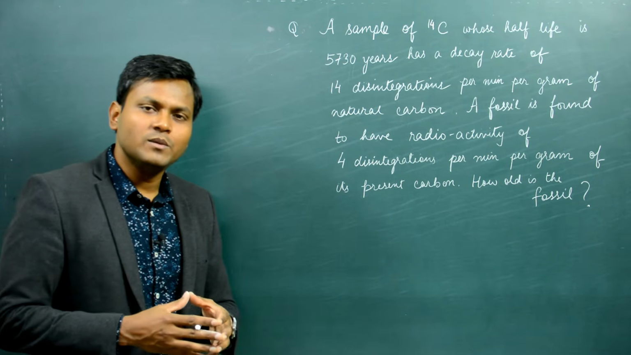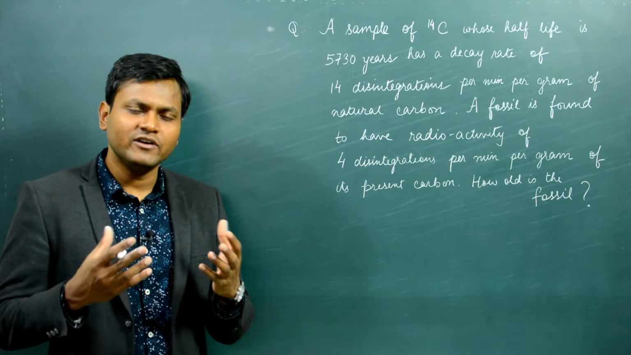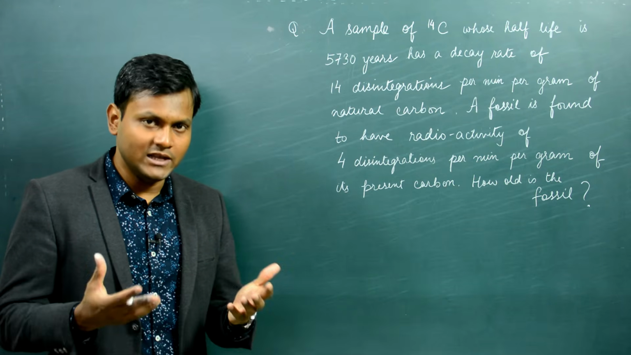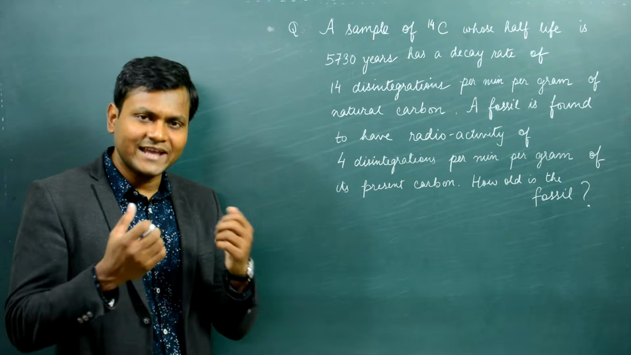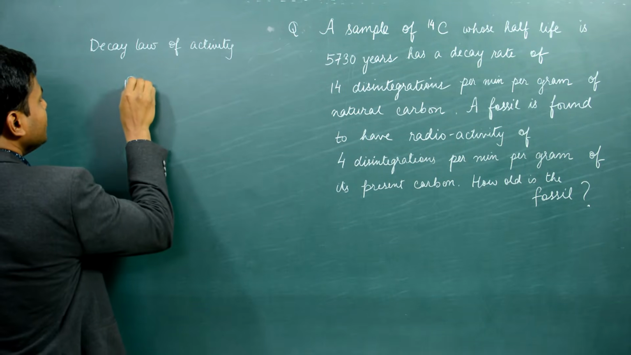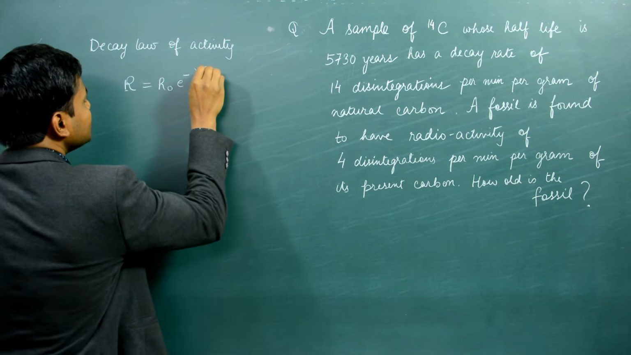Now these kind of problems are quite common, and they are in fact very easy to solve, but students might have a little bit of difficulty if they do not have a grasp on the radioactive decay law. So we can use this simple decay law associated with activity that we just now mentioned. The decay law of activity that I just now obtained was R is equal to R0 e to the power minus lambda t.